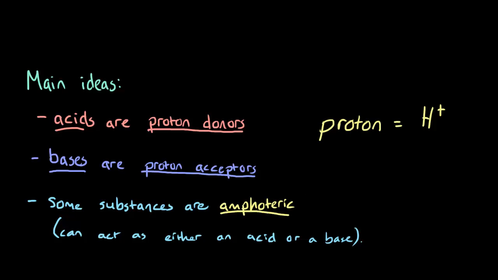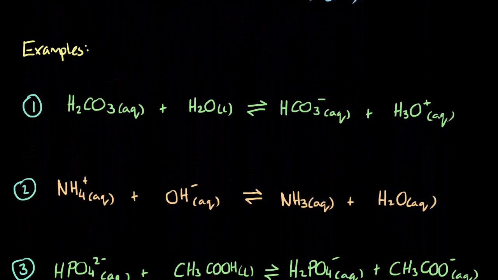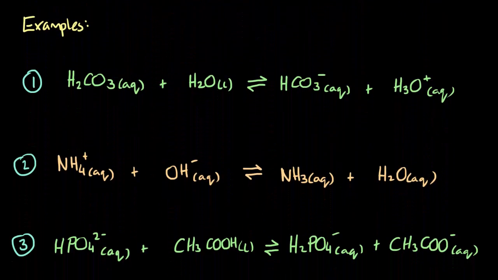First off though, let's have a look at some equations using Bronsted-Lowry theory. Now you notice that in each of these equations that I've set out, there are two things. Because if you have something which is a proton donor and it is donating a proton, there needs to be something else to accept the proton. The proton has to go somewhere. So in each of these equations, there is one acid and there is one base.